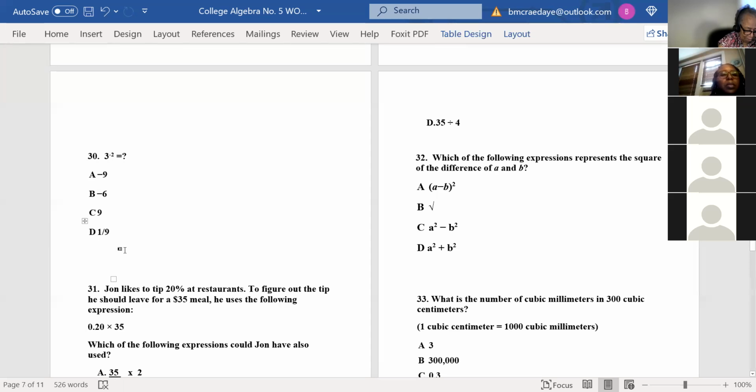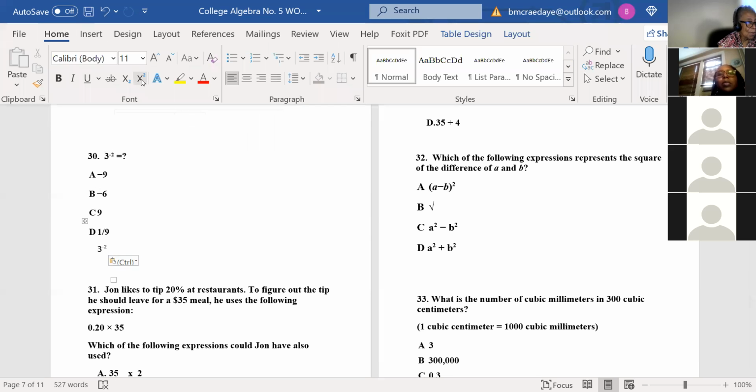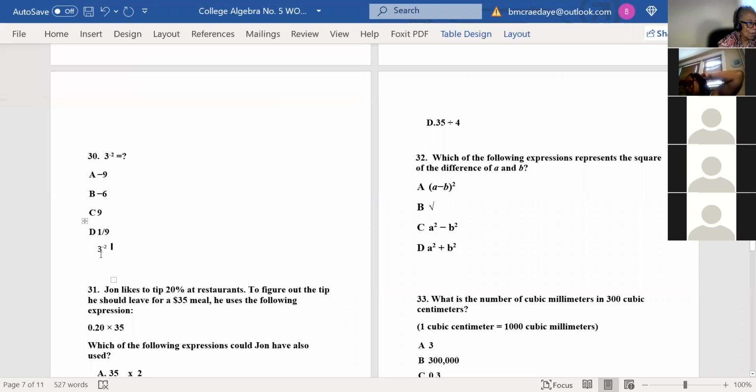Okay, 3 to the minus 2 is 1 over the reciprocal, right? So that would be what? 1 over 9. That's what I just said, because I remember that one. So 3 to the minus 2 is 1 over 3 to the second, 9. Right. So this would be D as in dog.